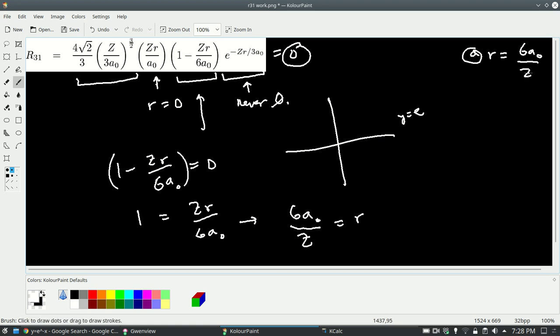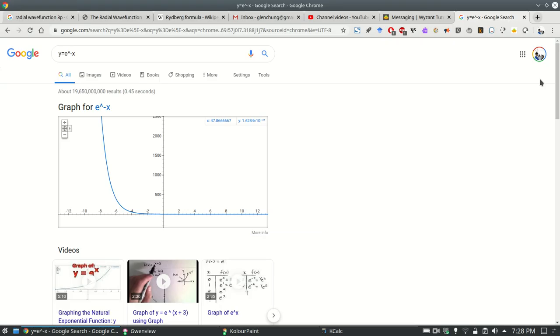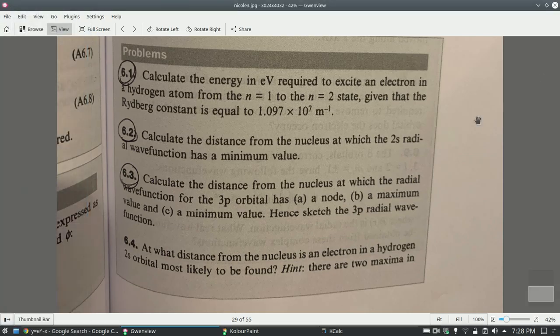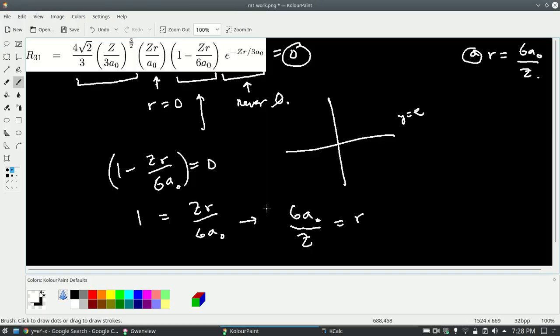I'm going to leave the Z in here. You can consult the back of the book for the real answer to see if Z equals 1. I assume that we're talking about the hydrogen atom here, but it doesn't specify hydrogen atom, so I'm going to leave the Z in there myself, and then you can take it out if Z equals 1. Okay, Nicole? Now I will do the next part, which is the minimum and the maximum.